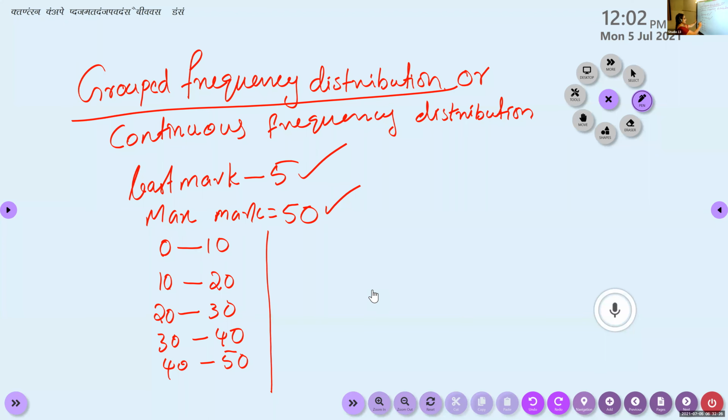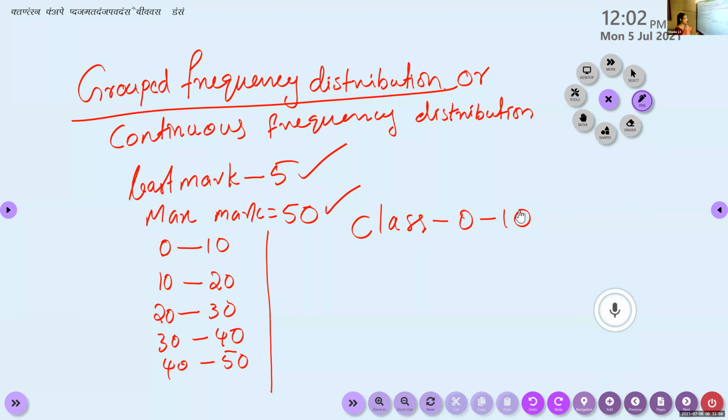We have only marks between 0 to 50. Actually, the least one is 5. But still we are including 0 to 10, 10 to 20, 20 to 30, 30 to 40, 40 to 50. And these groups are called classes. Each group, here 0 to 10, is a class.